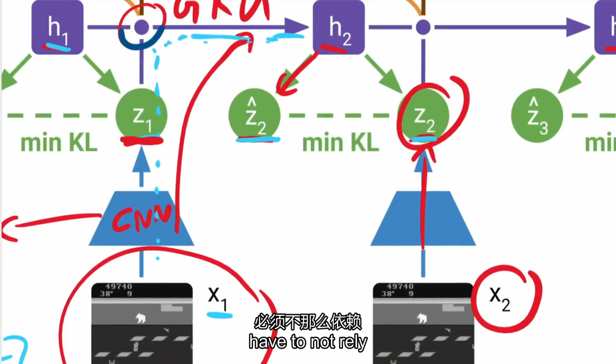to not rely as much on the image. I have to rely more on learning the actual dynamics of the world and what happens when I perform actions in them. That's exactly what this KL divergence here is going to do.